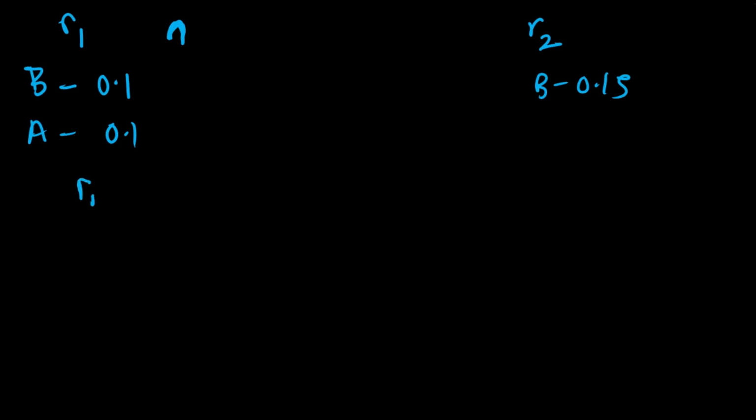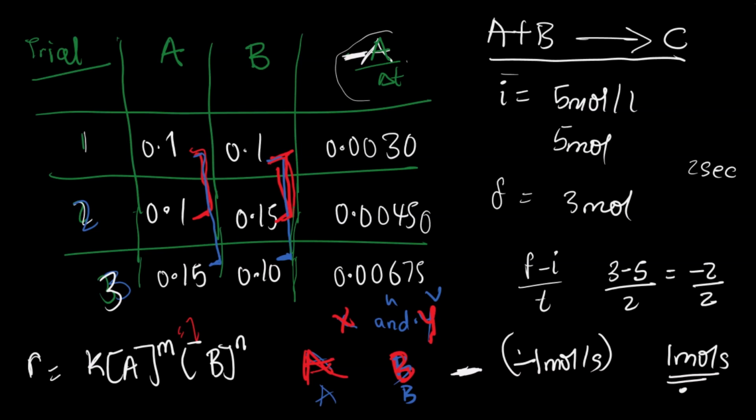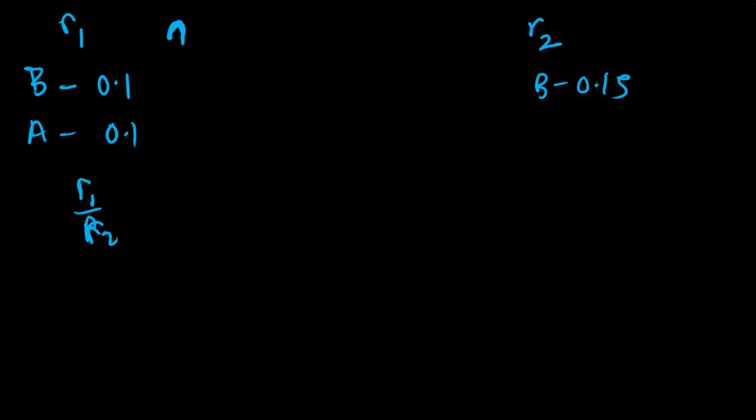So for reaction 1 and here we have reaction 2, the concentration of B for reaction 1 is 0.1, and for reaction 2 it's 0.15. The concentration of A remains constant at 0.1. And the order of the reaction with respect to B is n. Now we'll skip all of the processes that we had before and go directly into R1 divided by R2. R1, as we can see here, is 0.003 and R2 is 0.0045.